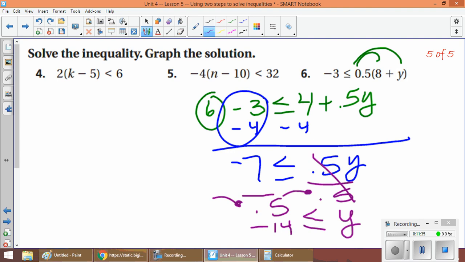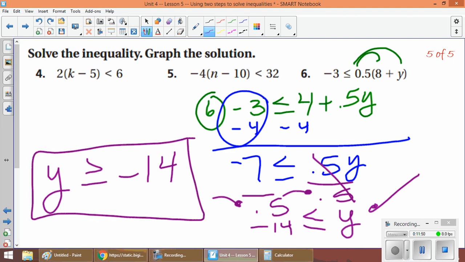Okay, the reason why we're going to have to flip this problem is because my variable is to the right. So I'm going to take y, and I'm going to take -14 and switch their sides. And I'm just going to flip my inequality because I always want the variable first. Okay, I am not switching because my answer is negative. I'm switching because y was on the right.